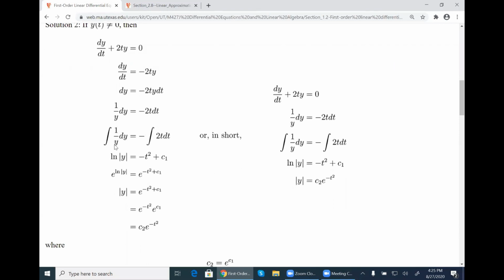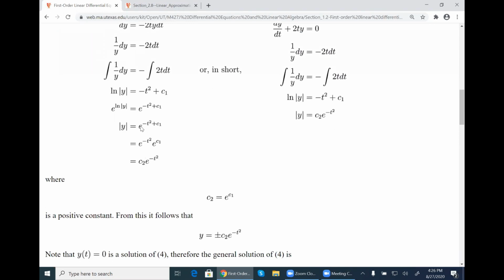Antiderivative of 1 over y is ln of absolute value of y. Antiderivative of 2t is t squared. Next, our left-hand side is equal to right-hand side. Therefore, we can raise e to the left-hand side and e to the right-hand side. Note that e to ln of absolute value of y is absolute value of y.